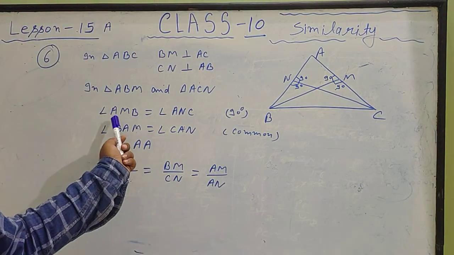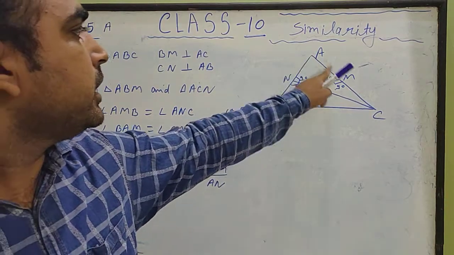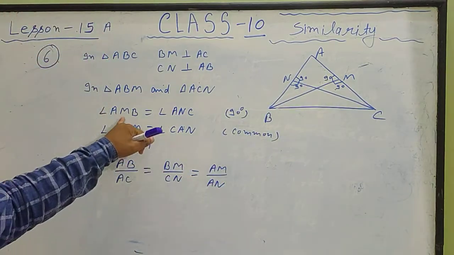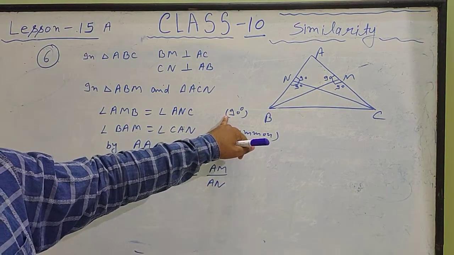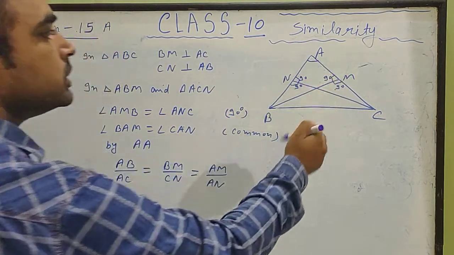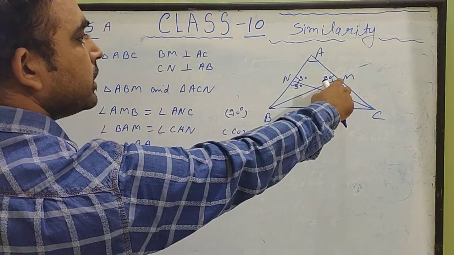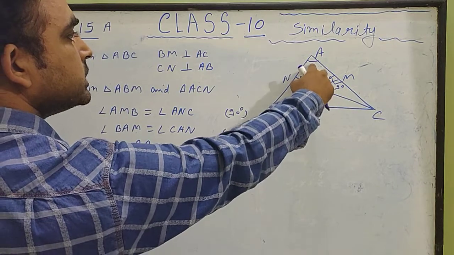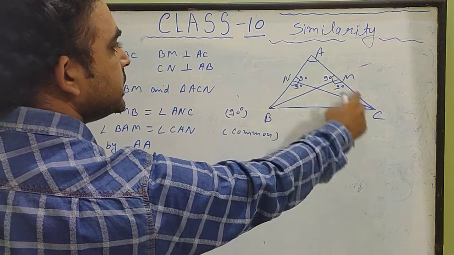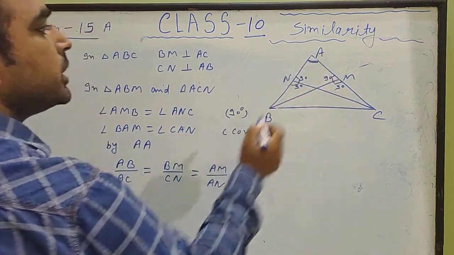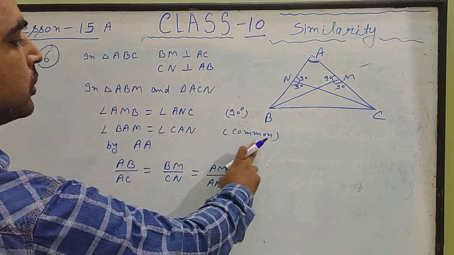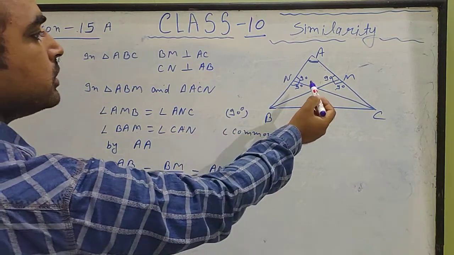First, angle AMB is equal to angle ANC, both are 90 degrees, it is given. Then second, this angle is common in both triangles: in triangle ABM this angle BAM, and in triangle ANC this angle A is common. Angle BAM is equal to angle CAN, common angle. So two angles are equal.